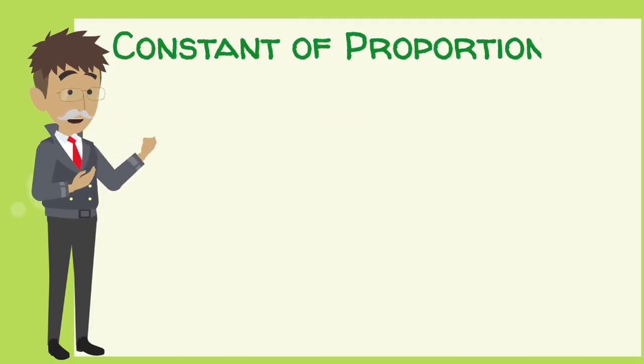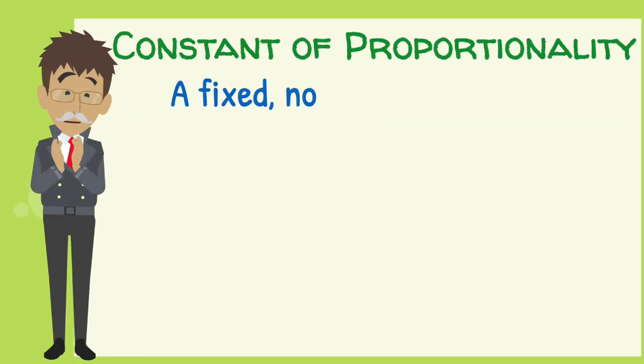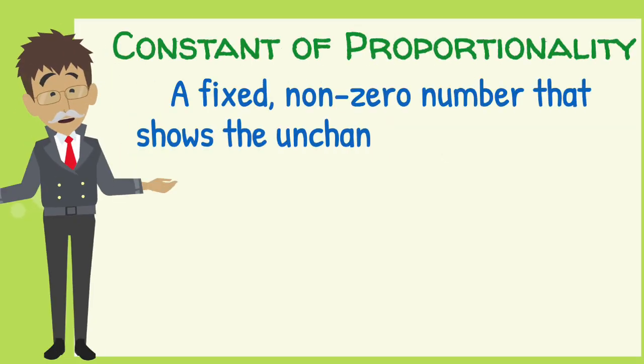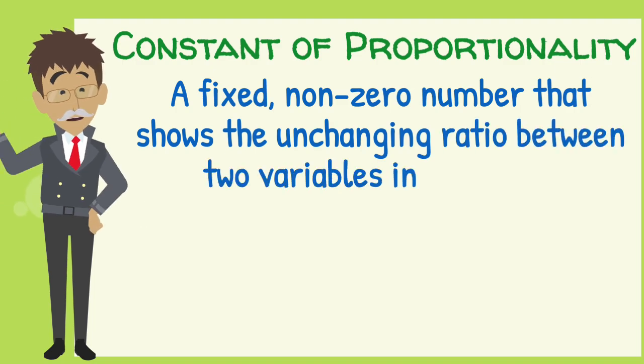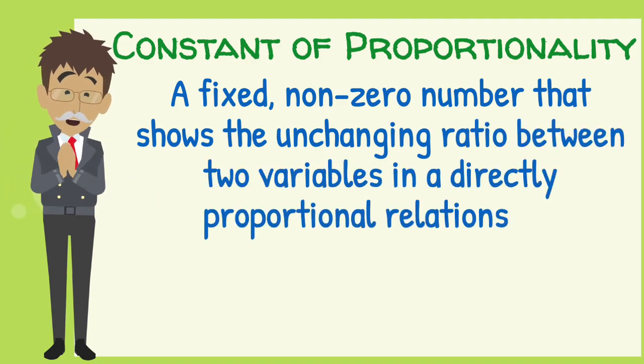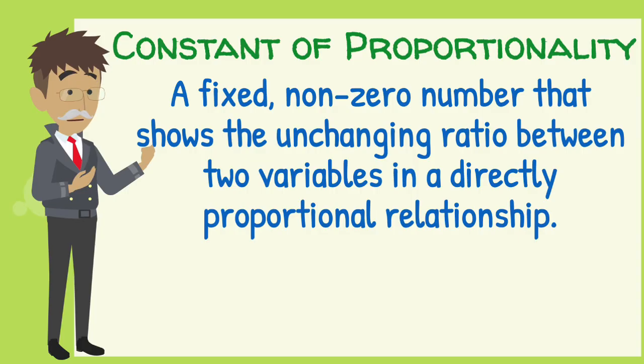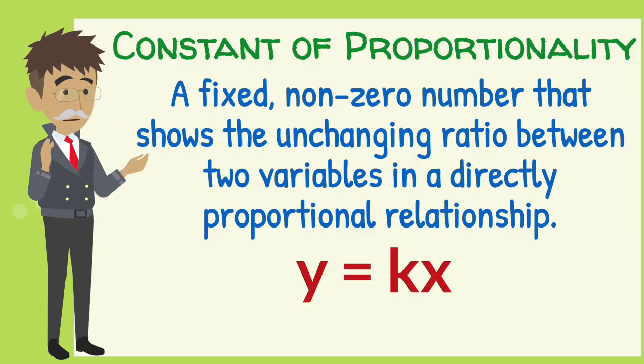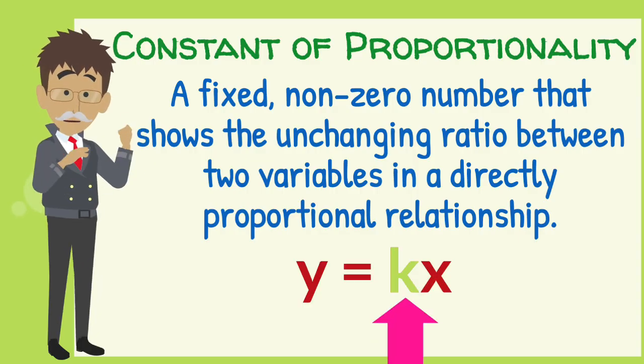Constant of proportionality: a fixed, non-zero number that shows the unchanging ratio between two variables in a directly proportional relationship. In the direct proportional relationship, y equals kx, k is the constant of proportionality.